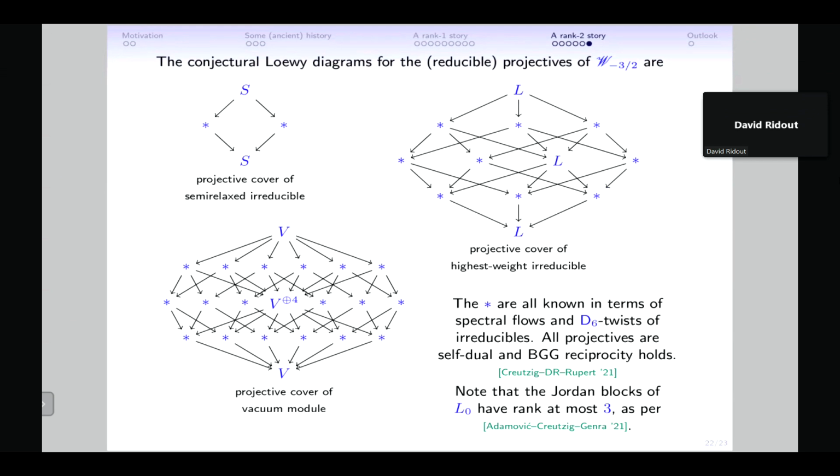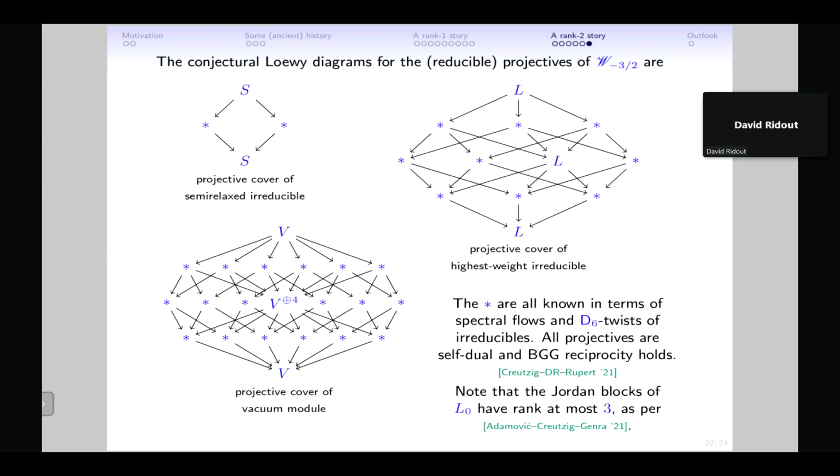So these are the Loewy diagrams, and I don't think you would guess those. At least I certainly wouldn't have guessed them. And I haven't tried to put in what all the stars are, but you can read the paper if you like, and see that they're all obtained, and they involve spectral flows, they involve twists by the automorphisms of SL3. So it's quite complicated.